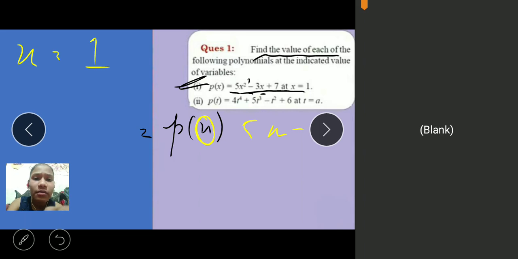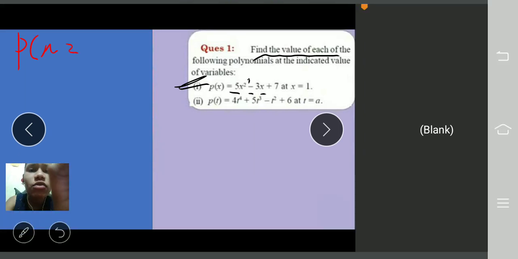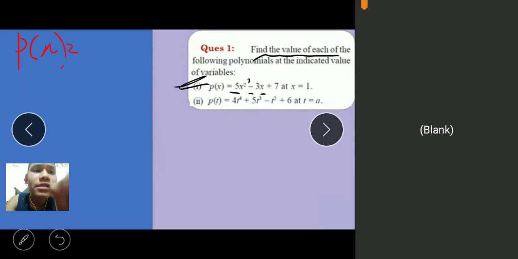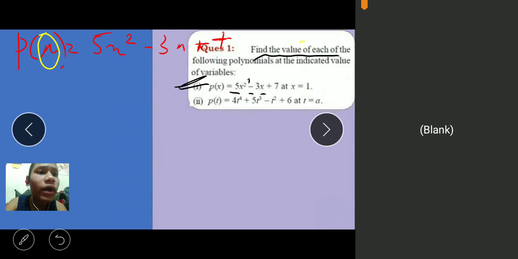Let me write it over here so that you can understand quickly. p(x) is equal to 5x square minus 3x plus 7, and x is equal to 1. In the place of this x we have to put 1.